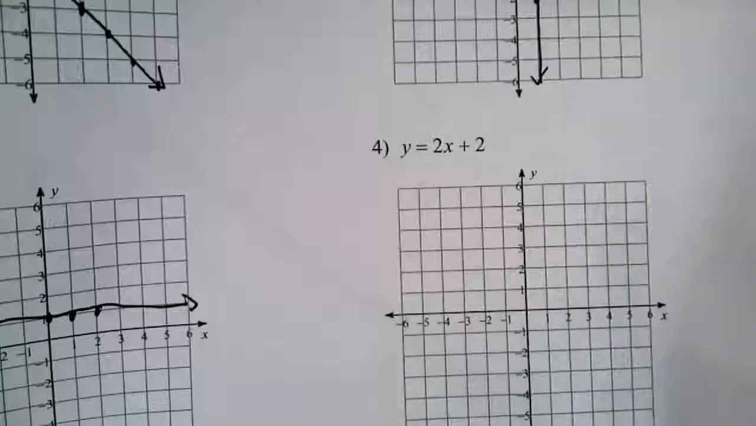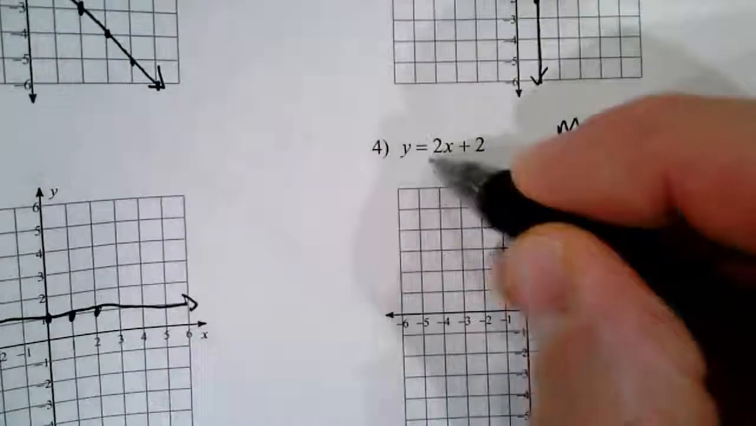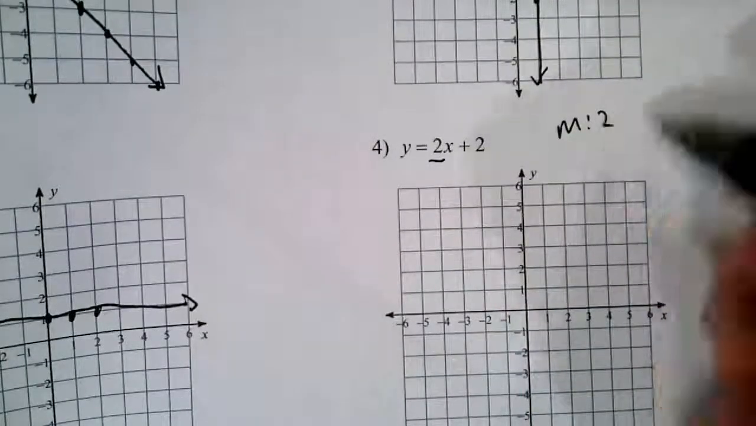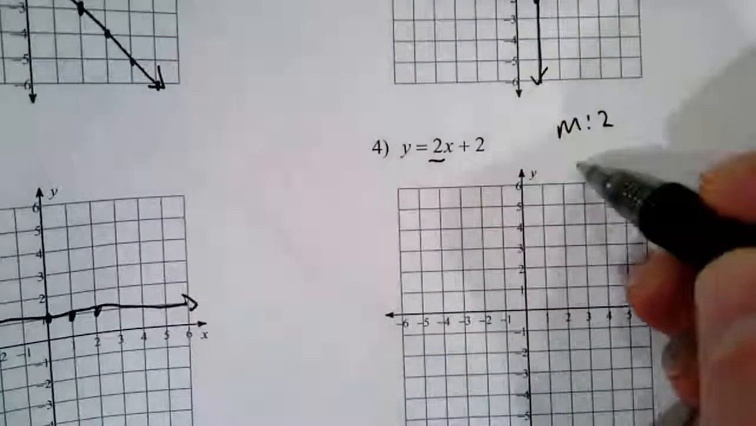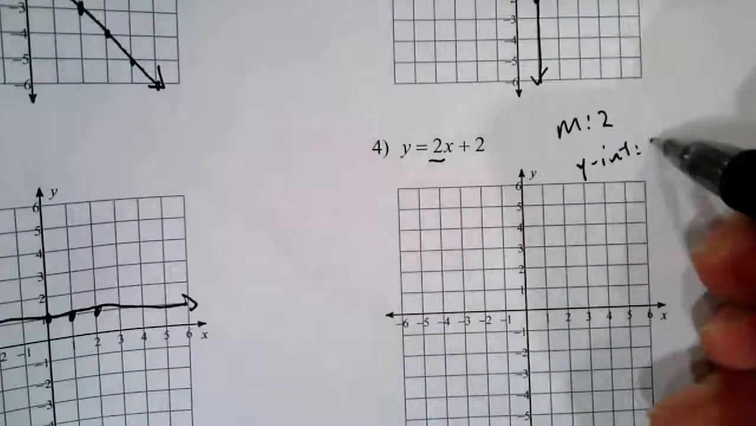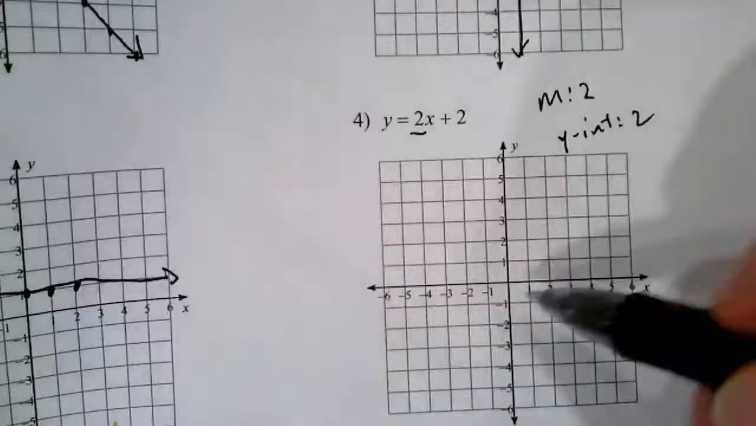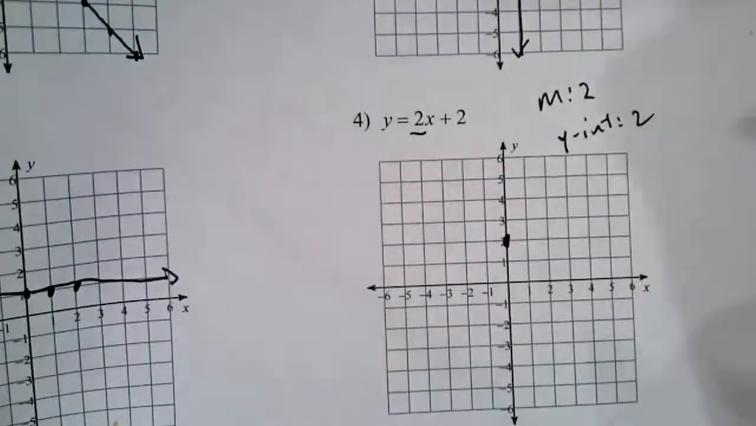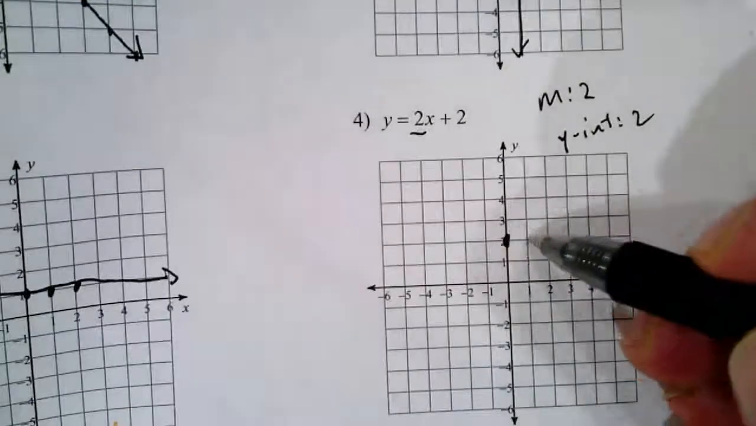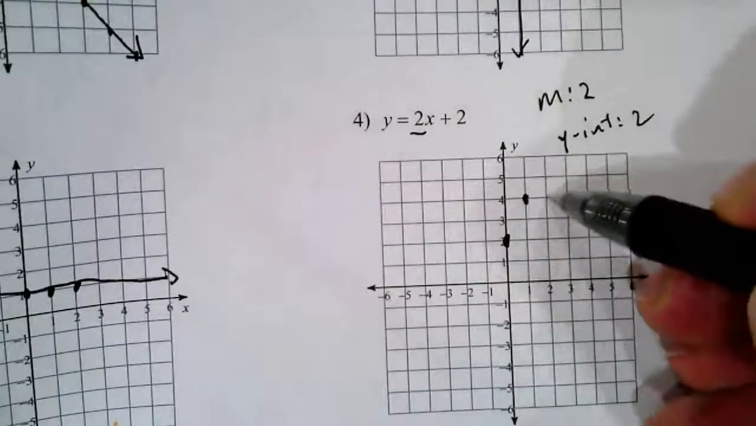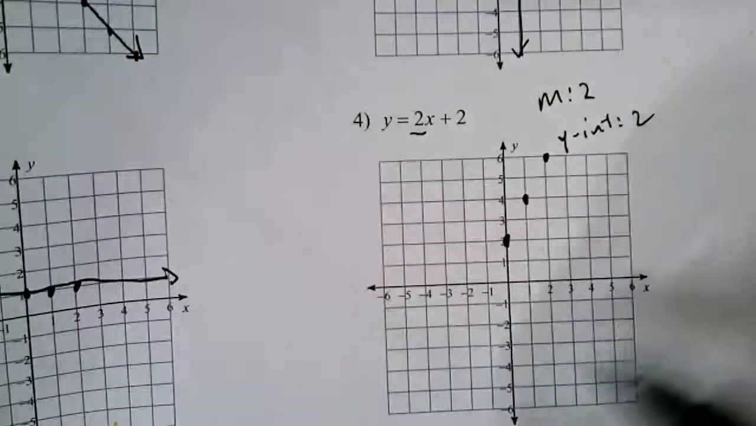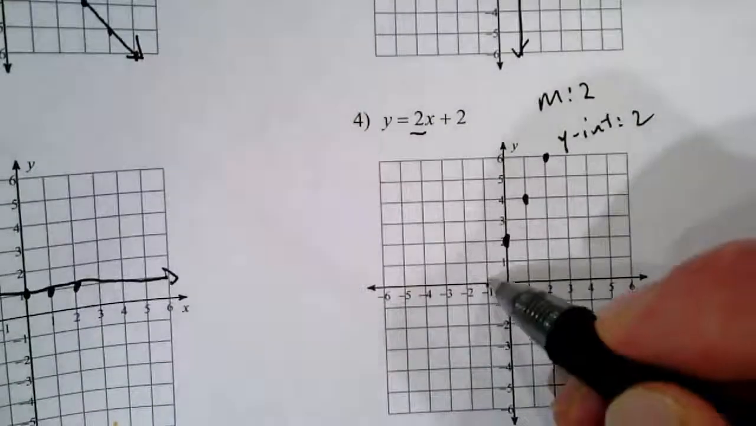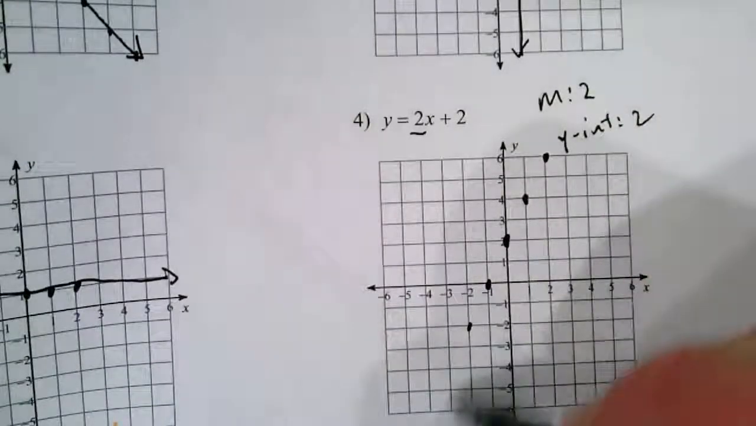Alright, last line. y equals 2x plus 2. Our slope is 2, and our y-intercept is also 2. So we'll go to our 2 on the y-axis, because it's the y-intercept of 2. Mark that. Our slope is 2, which means over 1, up 2. Over 1, up 2. And we go back in the opposite direction, down 2 and back 1.